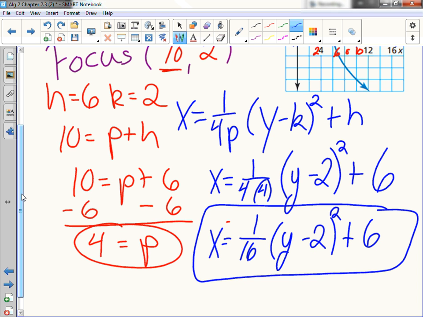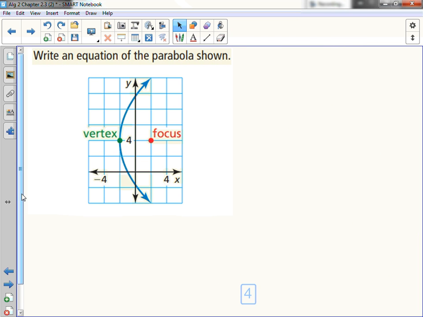Because if you're not paying attention and you rewrite, you put H inside, K outside, for this one here, the one we just did, that's not right. That's the wrong equation. So you have to be careful with the placement of it. So let's look at another one here.